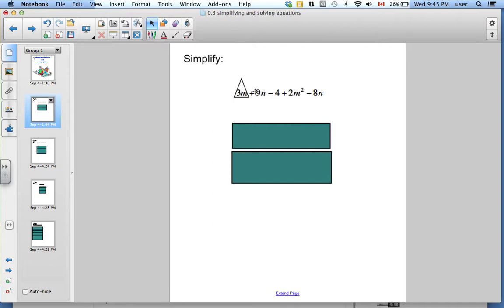So the next thing we're going to look at is positive 9n. With our positive 9n here, I drew a circle around it. So we're going to go down the line and look for anything else with an n in it, just an n. So we say, okay, well, negative 4, no. Positive 2m squared, no. Negative 8n. Well, this has an n and doesn't have a power, so it's going to be a like term. So we're going to draw a circle around this one also.